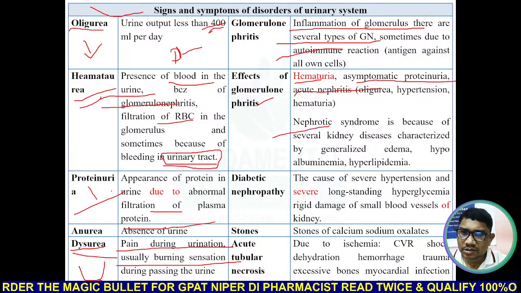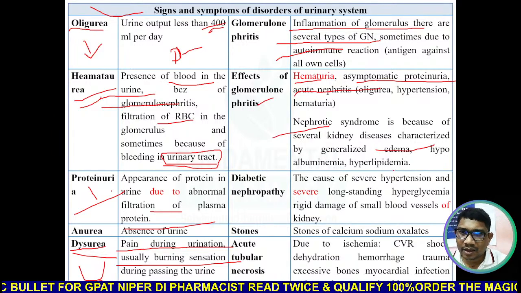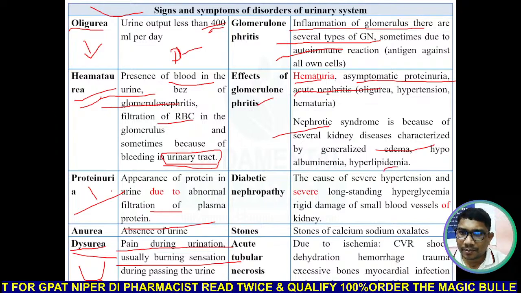Nephrotic syndrome is because of several kidney diseases characterized by generalized edema, hypoalbuminemia, and hyperlipidemia.